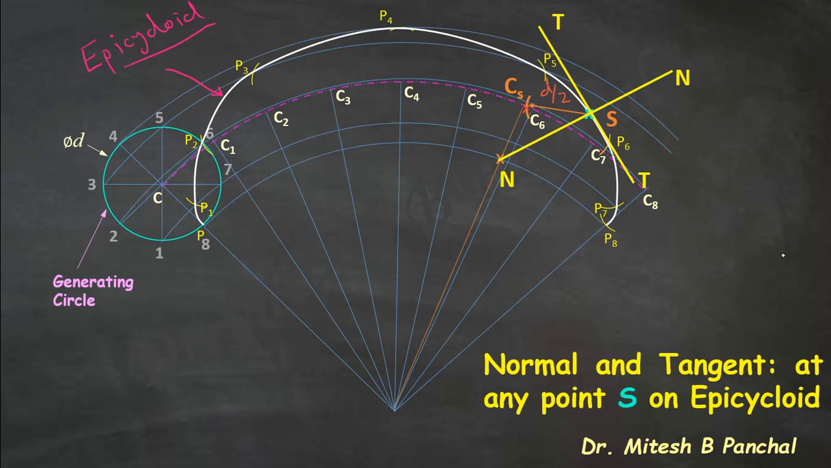So this is the complete procedure of construction of an epicycloid and to draw a normal and tangent at any given point S on the epicycloid. I hope the construction procedure of an epicycloid as well as the procedure to draw normal and tangent at any given point S on the epicycloid is clear.